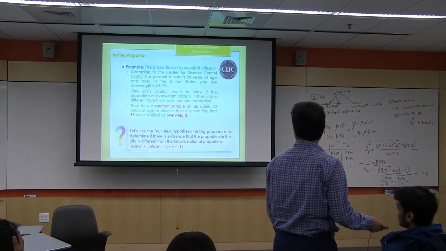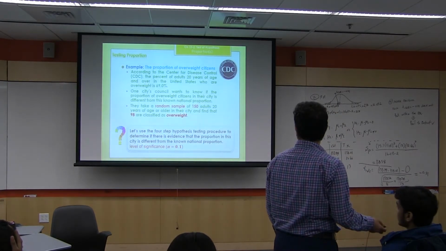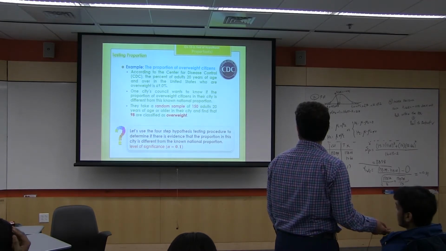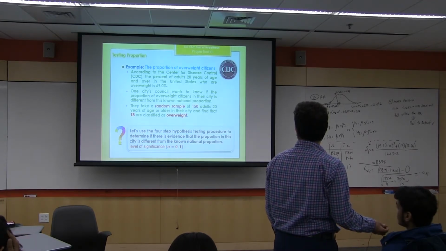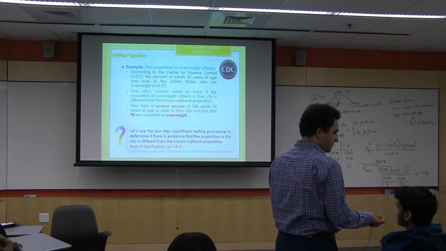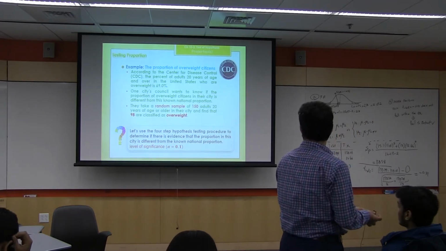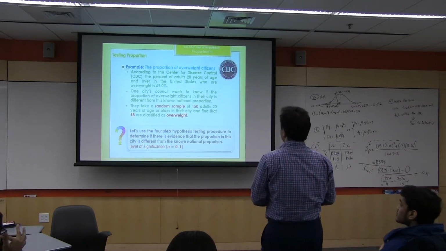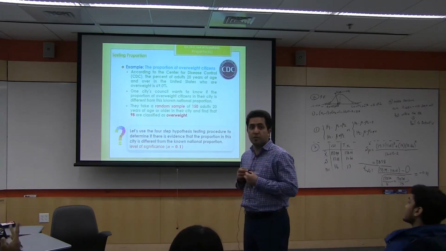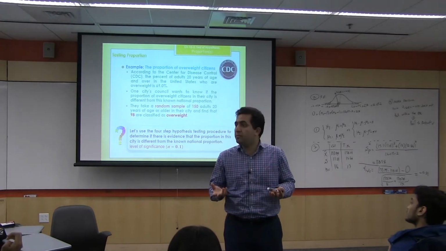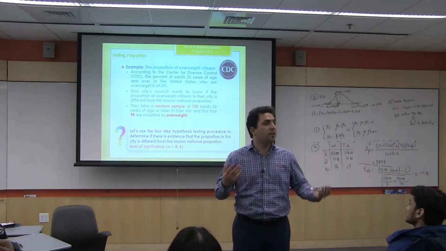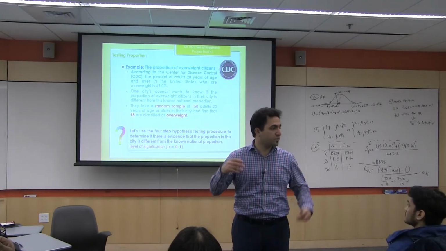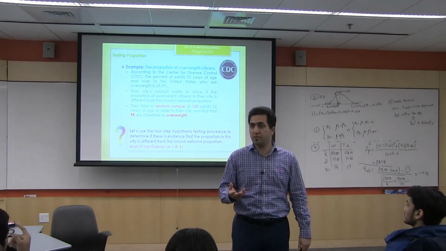Let's use the four-step hypothesis testing procedure to determine if there is evidence that the proportion in this city is different from the known national proportion. Level of significance alpha is equal to 0.1. So CDC is basically the Center for Disease Control, and they're just providing some standards for the healthiness level of the different cities or populations or nations.